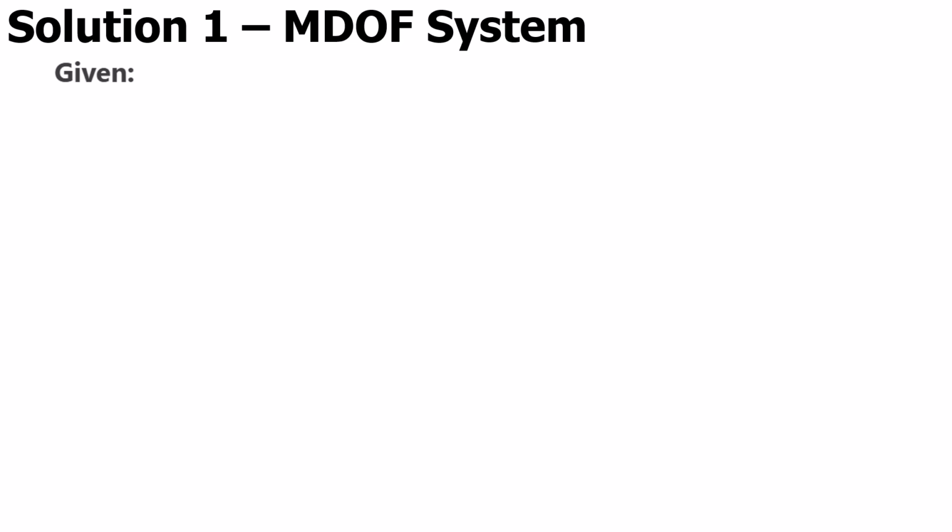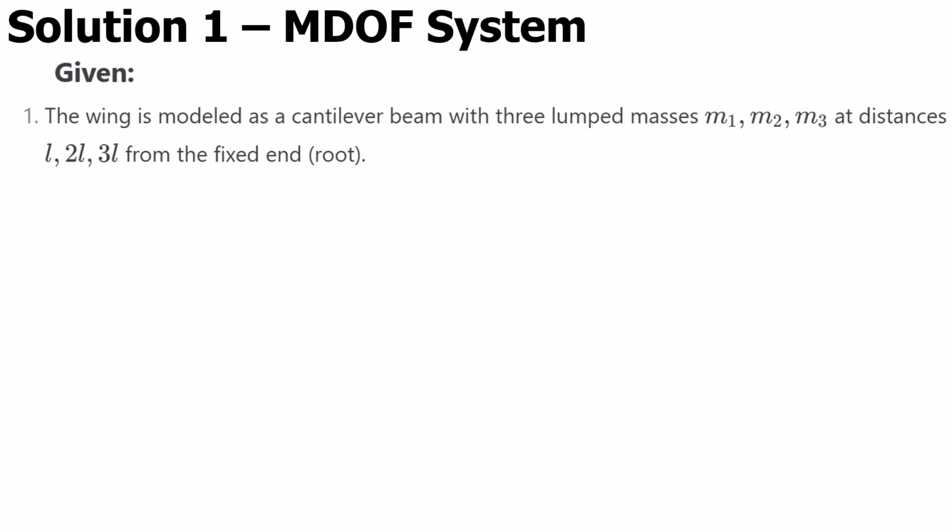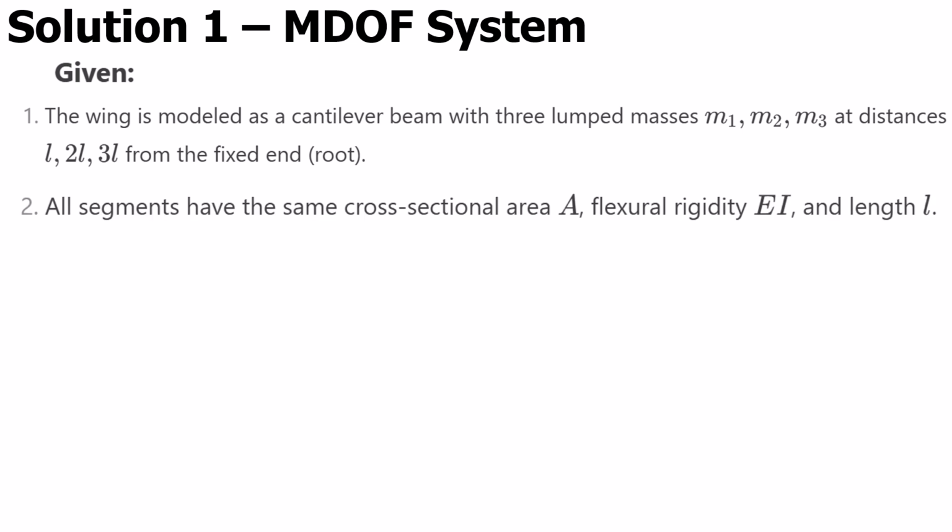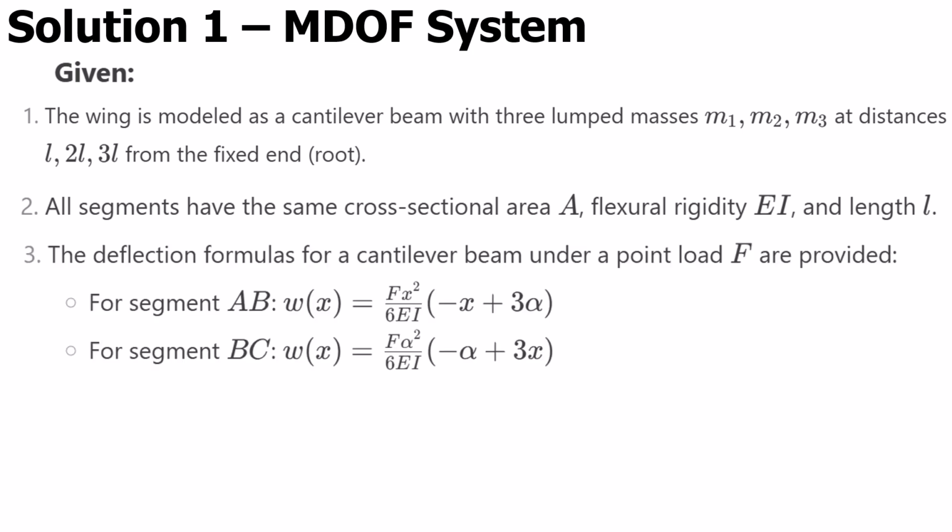Now here's the secret. We're given the wing is modeled as a cantilever beam with three lumped masses M1, M2, M3 at distances L, 2L, 3L from the fixed end root. All segments have the same cross-sectional area A, flexural rigidity EI, and the length L. Now we're using the deflection formulas from strength of materials for a cantilever beam and a point load F, which are provided as shown.